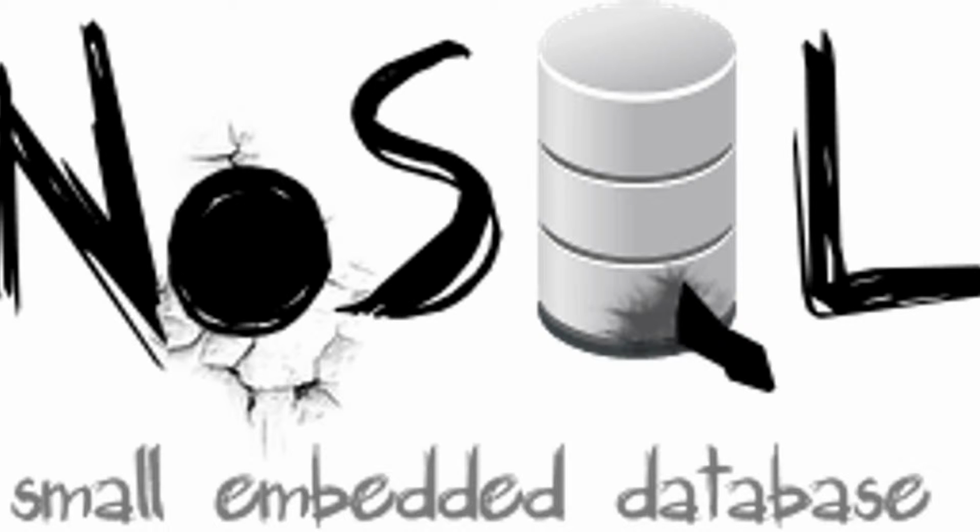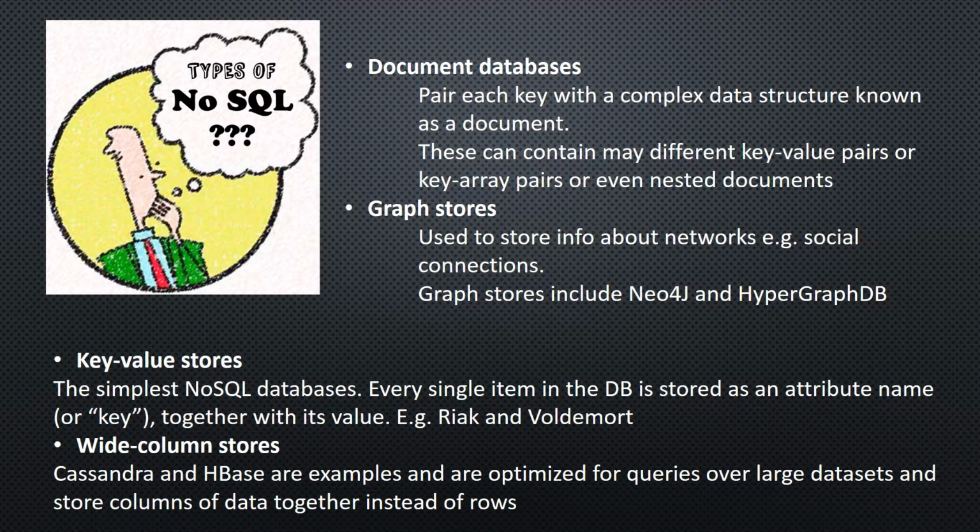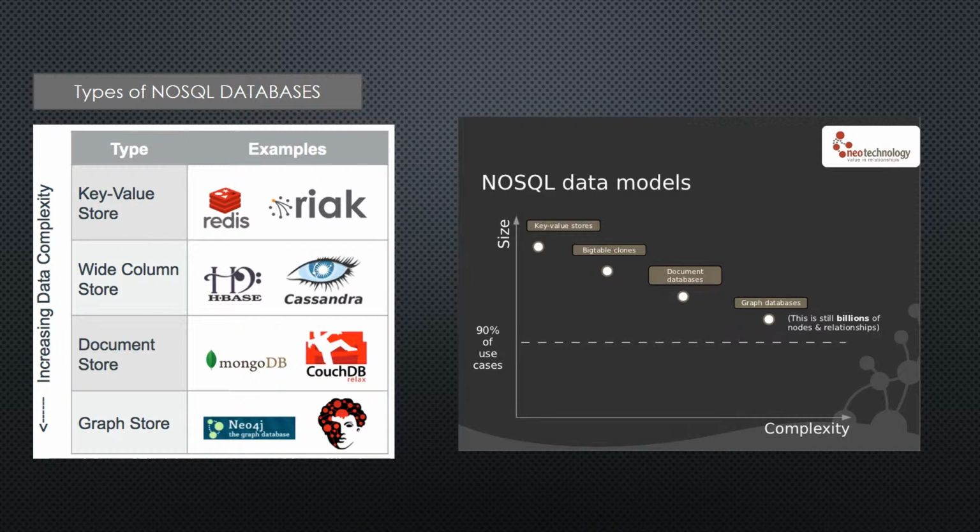NoSQL databases. They contain a lot of different databases that were created to respond to the rise in volume of data stored about users, objects, and products. Relational databases were not designed to cope with the scale and agility challenges that face modern applications, nor were they built to take advantage of the cheap storage and processing power. Document databases, graph stores, key value stores, wide column stores. These are a few types of NoSQL databases.